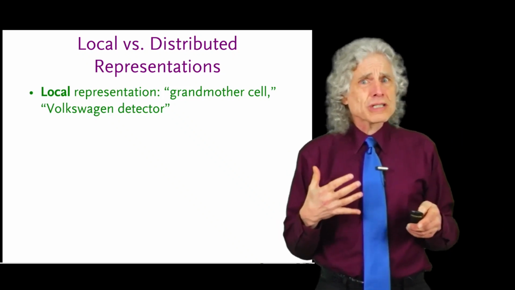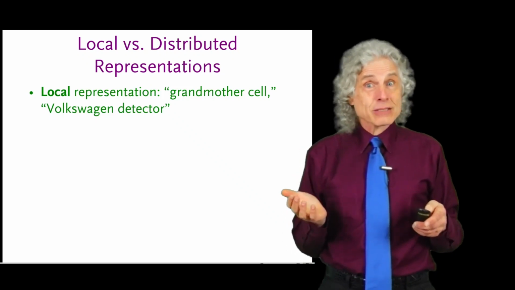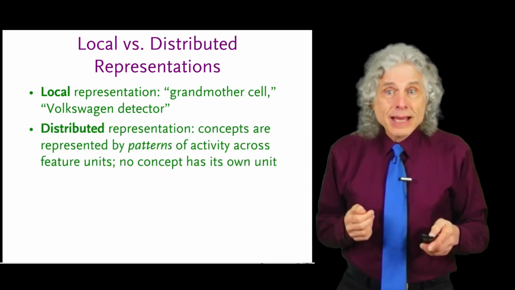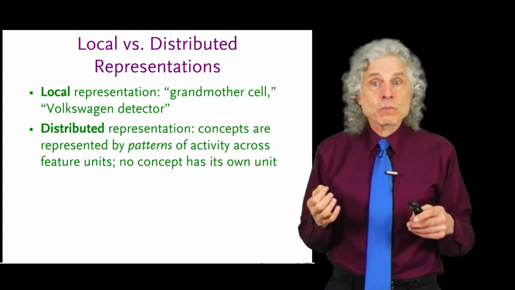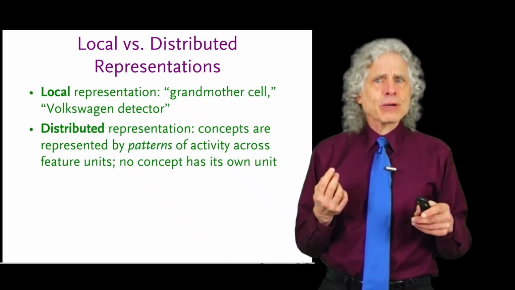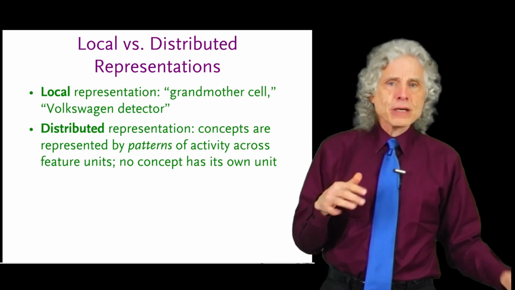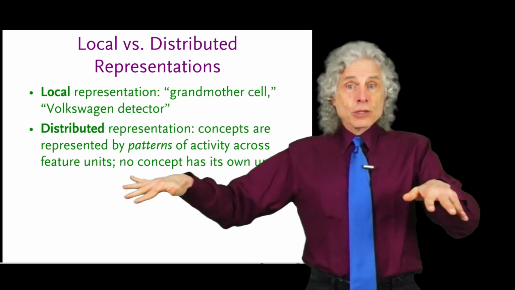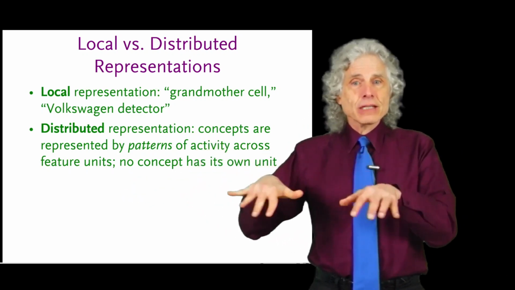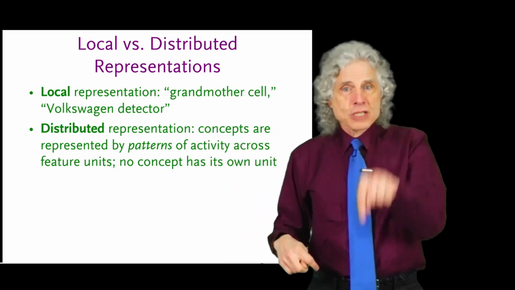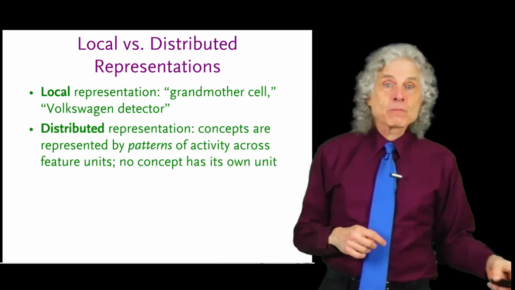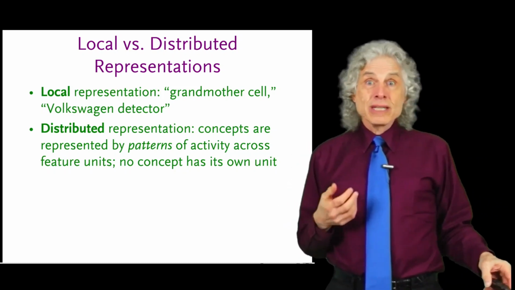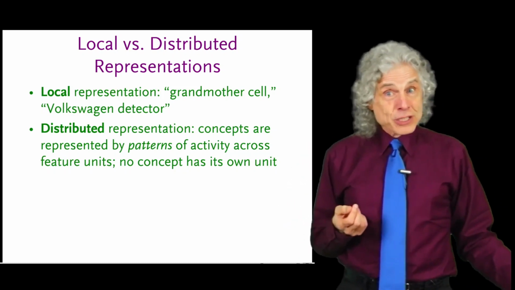And many neurobiologists were skeptical that the brain really has grandmother detectors. The contrast would be a distributed representation, where a concept, instead of being represented by one neuron, there would be a whole suite of neurons, and the patterns of activity, almost more like chords as opposed to single keys on the piano, would represent a concept. As it happens, we actually do have grandmother cells.